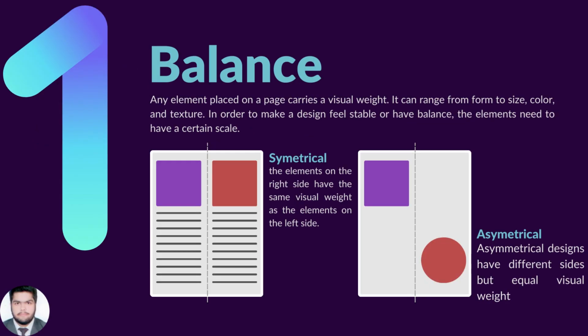Point 1. Balance. Any element placed on a page carries a real weight. It can range from form to size, color, and texture. In order to make a design feel stable or have balance, the elements need to have a certain scale, symmetrical and asymmetrical. Symmetrical: the elements on the right side have the same real weight as the elements on the left side. Asymmetrical: asymmetrical designs have different sides but equal real weight.